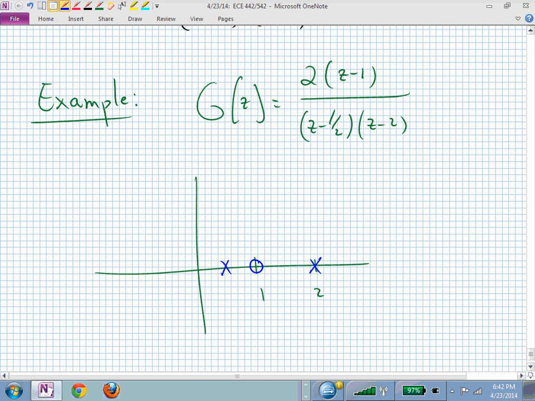Did everybody get that? Can I ever stabilize that system with a constant gain controller? It's not going to happen, is it? I'm always going to have a pole between 2 and 1 if I just used a constant gain controller. So now what do I do?